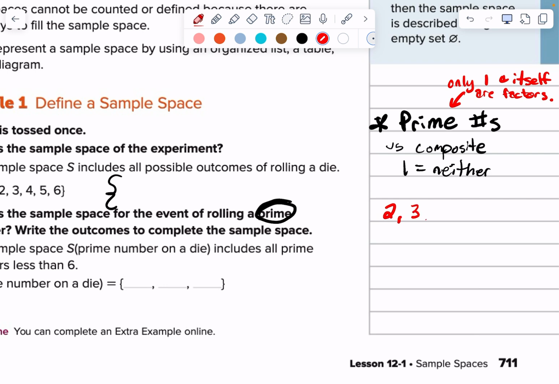And then we have 3. And then we have 5. And then we have 7. And then we have 11, not 9, 11, and 13. But not 15, 17. We could keep going, right? Only 1 and itself goes into it, right? Only 1 and 3. Only 1 and 5. Only 1 and 7, right?